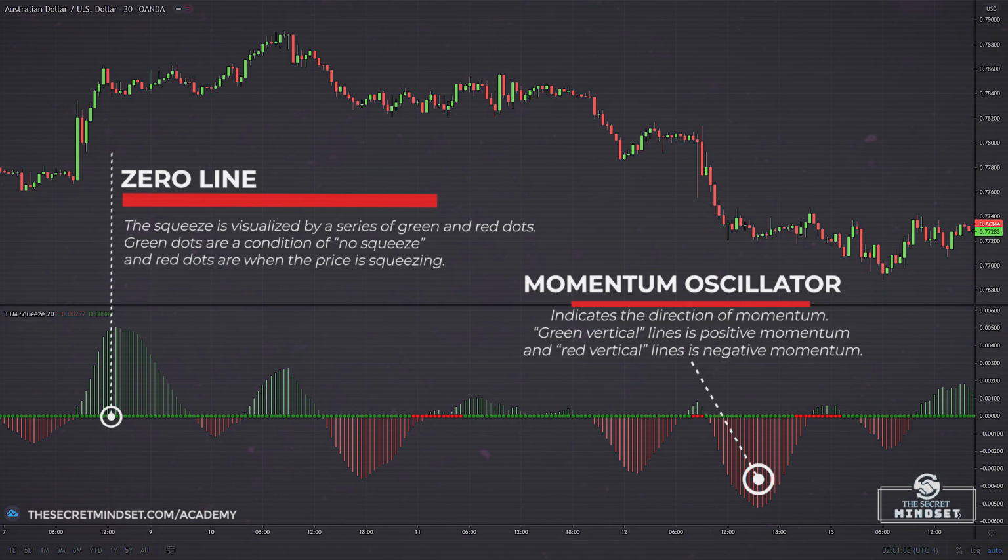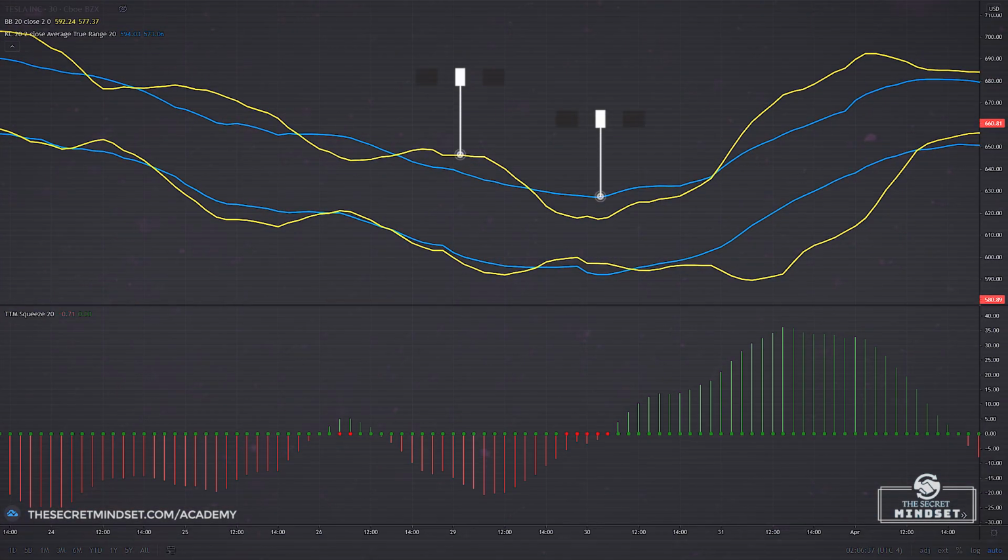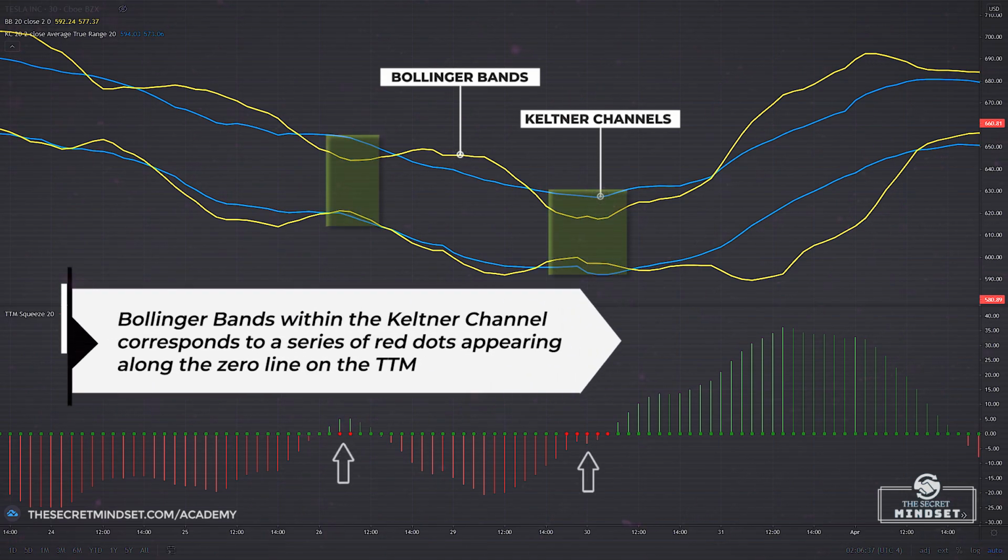This horizontal line is where the squeeze is visualized by a series of green and red dots. Green dots are a condition of no squeeze, and the red dots are when the price is squeezing. The squeeze signal, meaning the red dots, appears when the Bollinger bands are squeezed into the Keltner channel. Now let's actually add the Bollinger bands and the Keltner channel to the charts. As seen, these squeeze conditions represent a consolidation of price, with Bollinger bands within the Keltner channel, which corresponds to a series of red dots appearing along the zero line on the TTM.